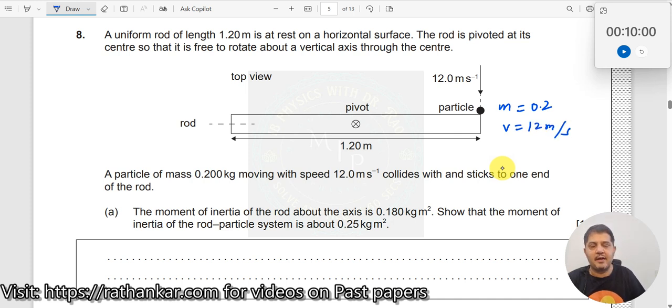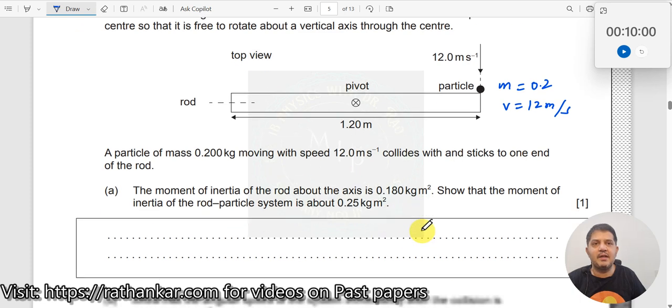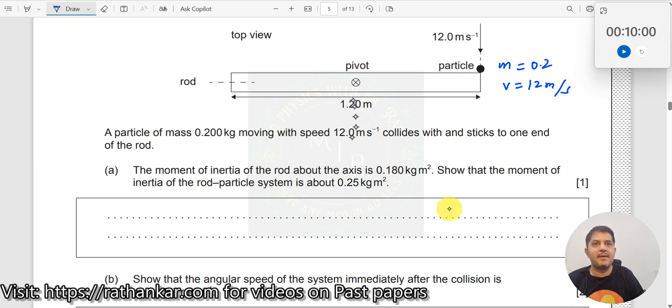It's also given that about one end of the rod, the moment of inertia of the rod is 0.18 kg meter square. And so the moment of inertia of the rod-particle system is about 0.25 kg meter square. This is the question, so the question is so simple. Initially, before the particle stuck onto this rod, the moment of inertia was 0.18. After the particle stuck onto this rod, what is the moment of inertia?